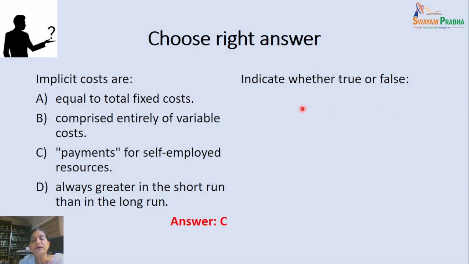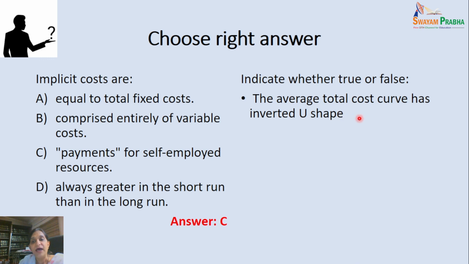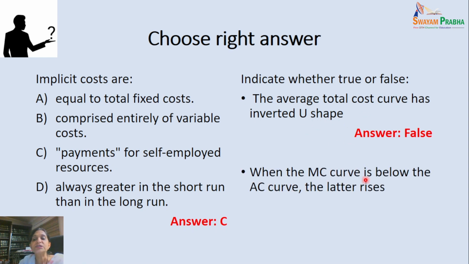Now indicate whether the following statements are true or false. Average total cost curve is inverted U. Is it inverted U? No, it is a U-shaped curve. Then, marginal cost curve lies below the average cost curve. When MC is below AC, the latter rises. That is, when MC is below AC, AC is rising. Does it happen? No. When MC is below AC, AC is falling. So the answer is false.